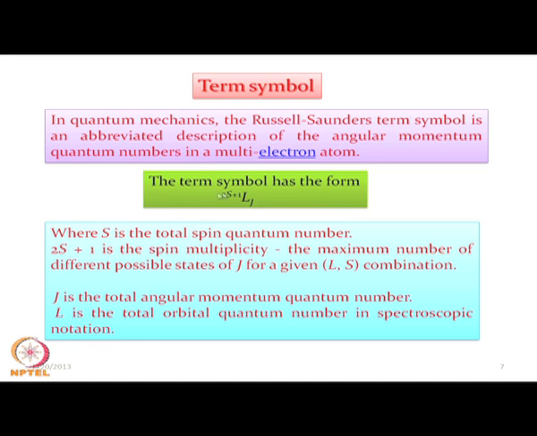So, if we have S value equal to 1, the corresponding multiplicity would be 2 into 1 plus 1, so 2 plus 1 is equal to 3. That means it will be 3, and we have the corresponding value for L, which is 0 for S, 1 for P, 2 for D, 3 for F, and so on. So, we can say whether it is a 3D term or a 3F term.